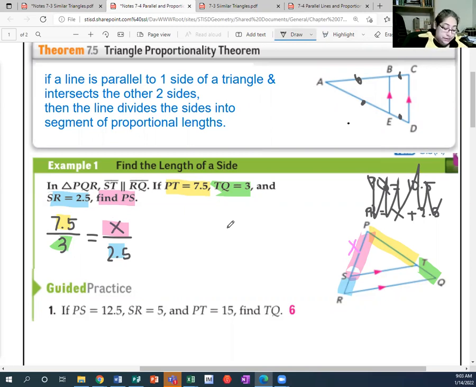And once again, we're back to solving proportions: cross multiply and solve. I'm using my calculator to help me figure out what 7.5 times 2.5 is. My calculator tells me that it's 18.75. That's equal to 3x.